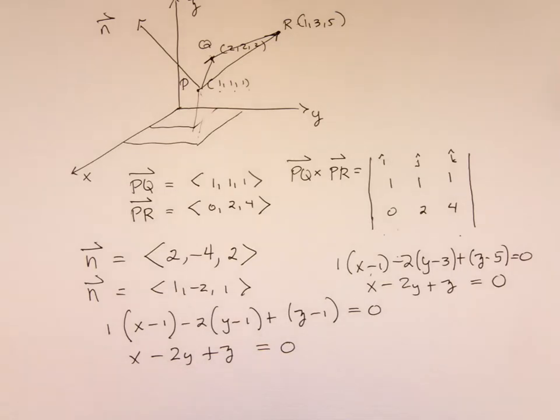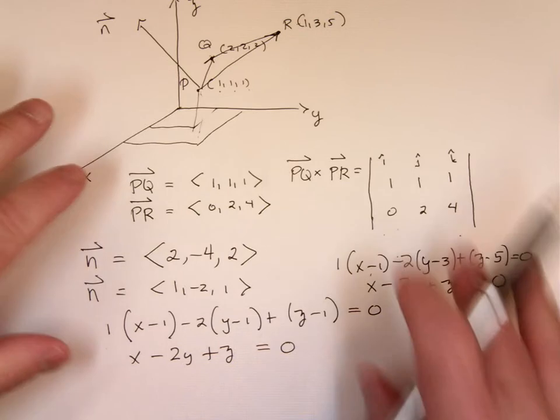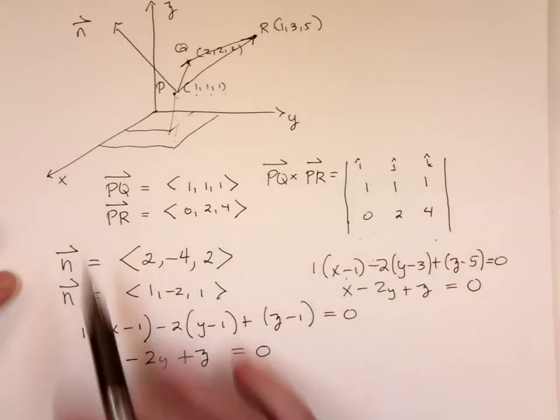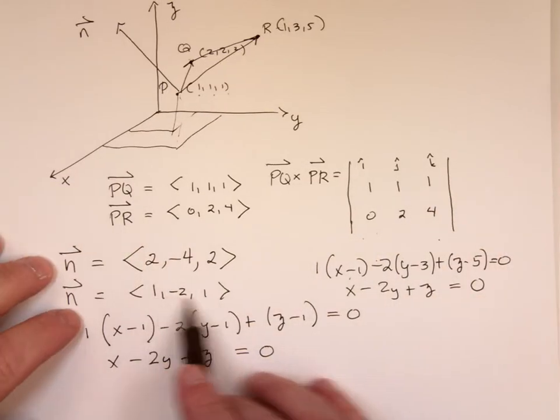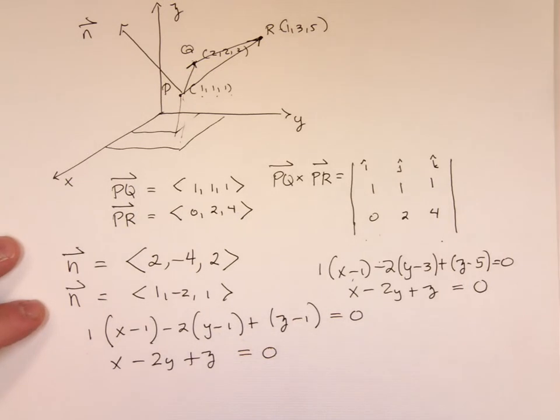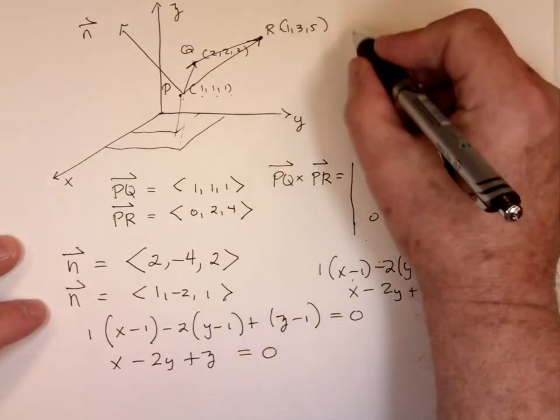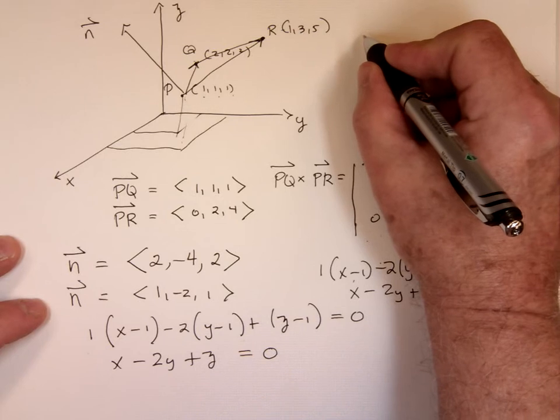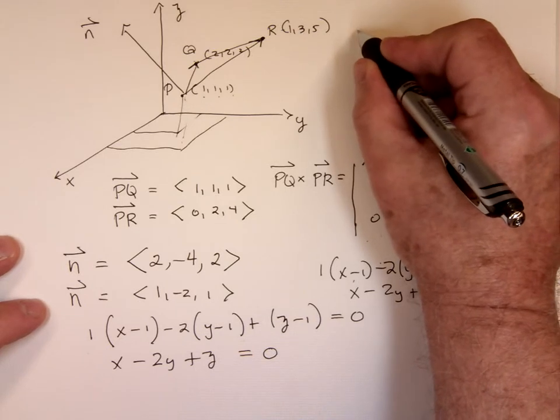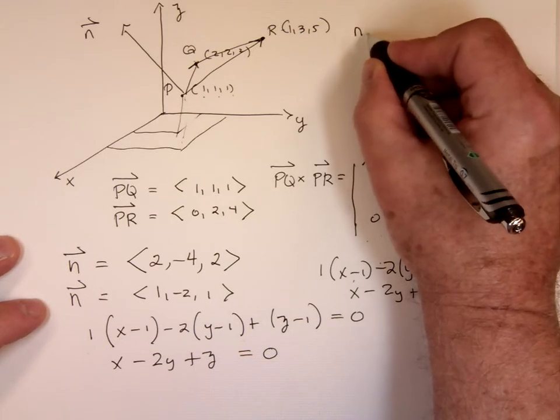So here we go. We have our normal vector, 1, negative 2, 1. We have the normal vector to the xy plane. That normal vector to the xy plane is, what vector is that? Call it N2. What's the vector normal to the xy plane?